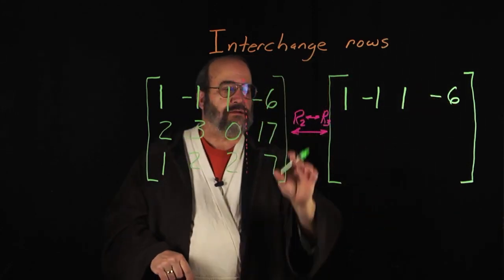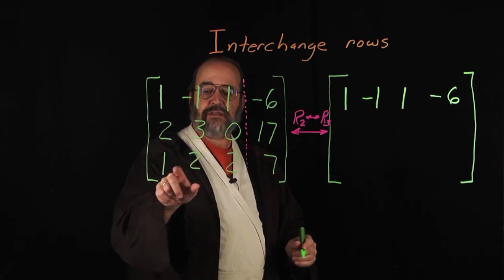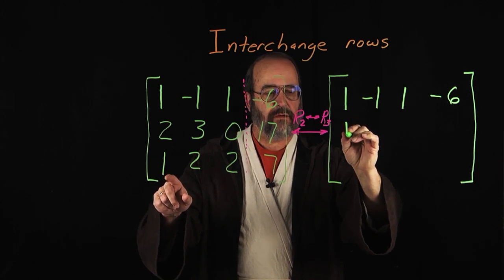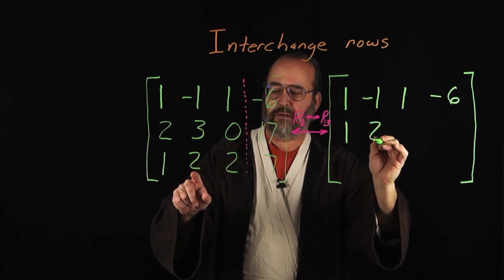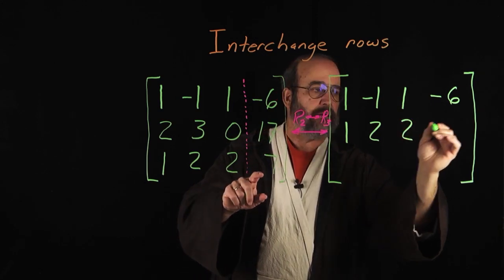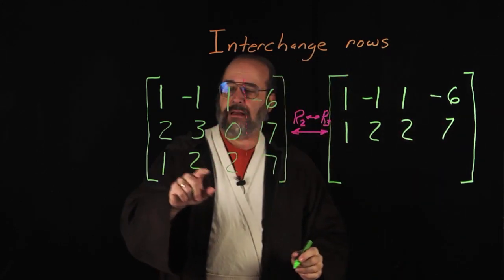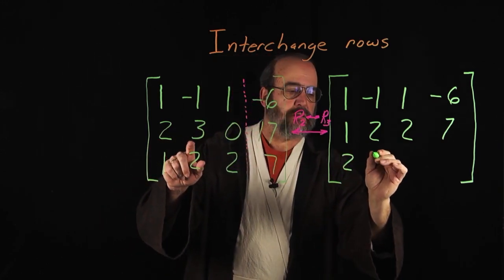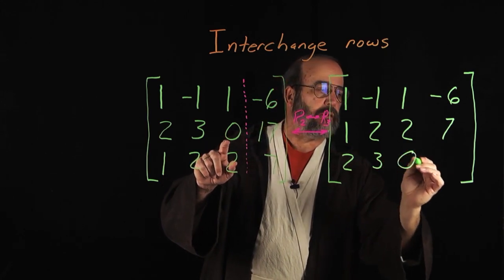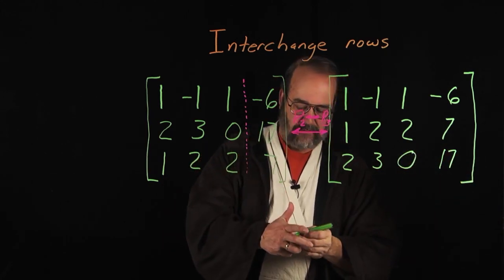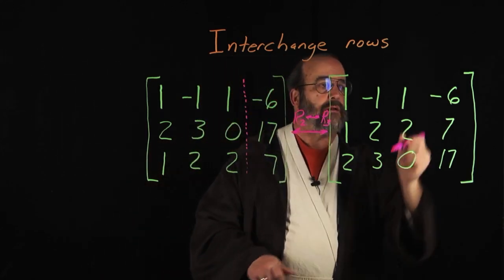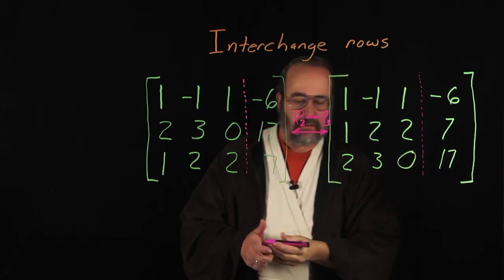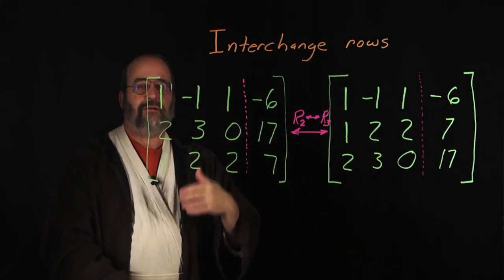Okay. Now here's where we want to switch these. So now I want to take row 3 and put it in place of row 2. So here we go. We're just going to transfer it over. 1, 2, 2, and 7. And now take row 2 and we're going to stick it down here in row 3. 2, 3, 0, and 17. And then we'll put in the little dotted line here. And now we've got an equivalent augmented matrix.